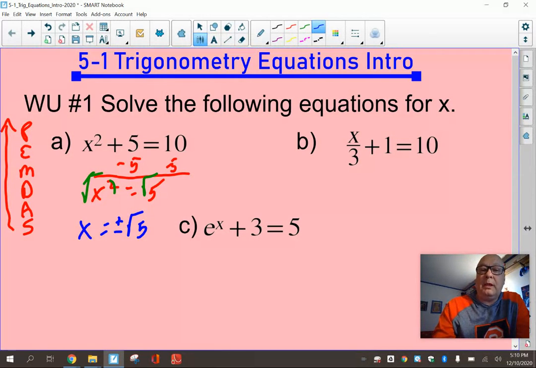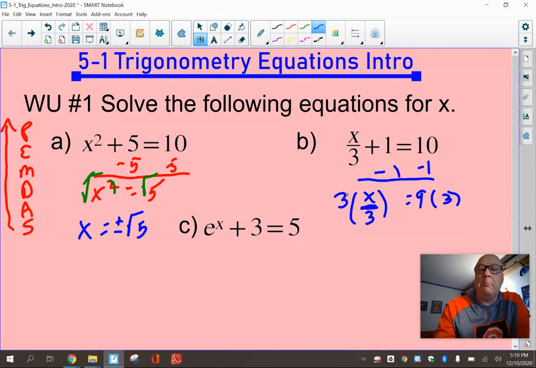So then for part B, you just do your good old subtract 1. And you're going to get x over 3 equals 9. And then this is a division problem. So to undo division, you're going to institute a multiplication to both sides. So multiplying by 3 and dividing by 3 undo each other. And you're going to get x equals 27.